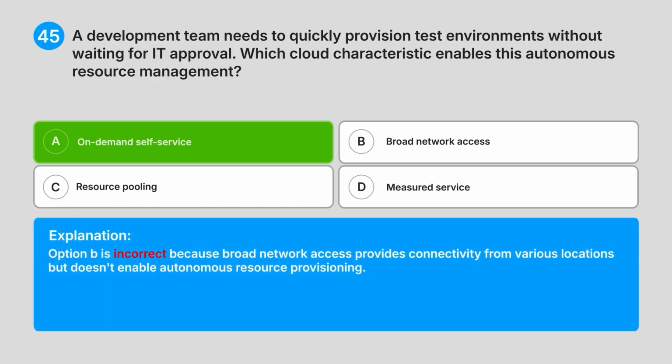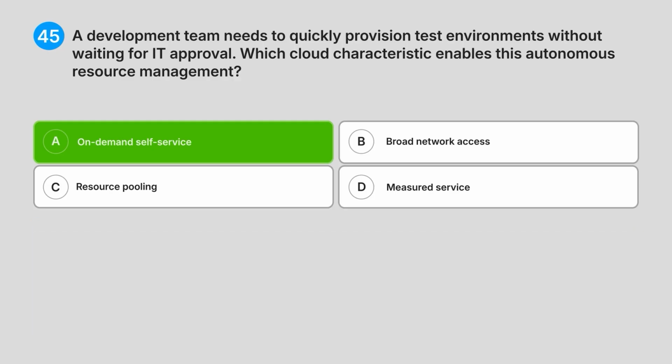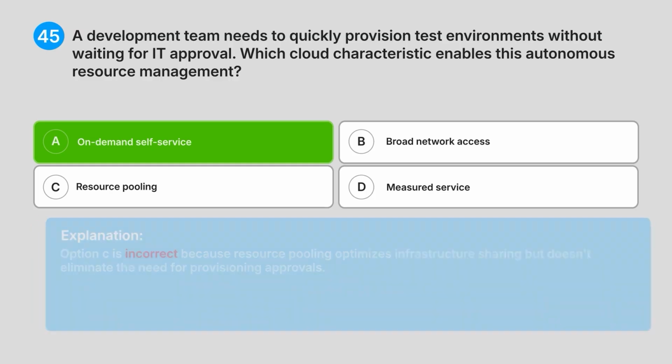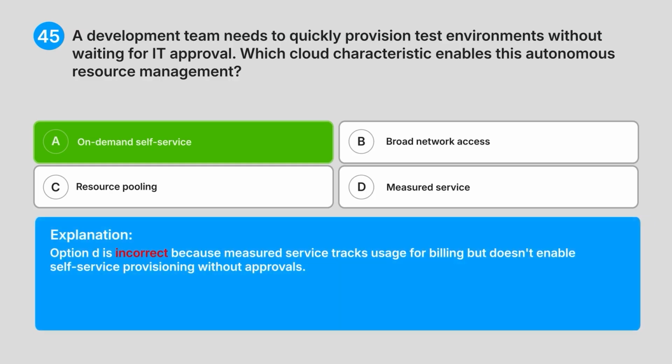Option B is incorrect because broad network access provides connectivity from various locations, but doesn't enable autonomous resource provisioning. Option C is incorrect because resource pooling optimizes infrastructure sharing, but doesn't eliminate the need for provisioning approvals. Option D is incorrect because measured service tracks usage for billing, but doesn't enable self-service provisioning without approvals.